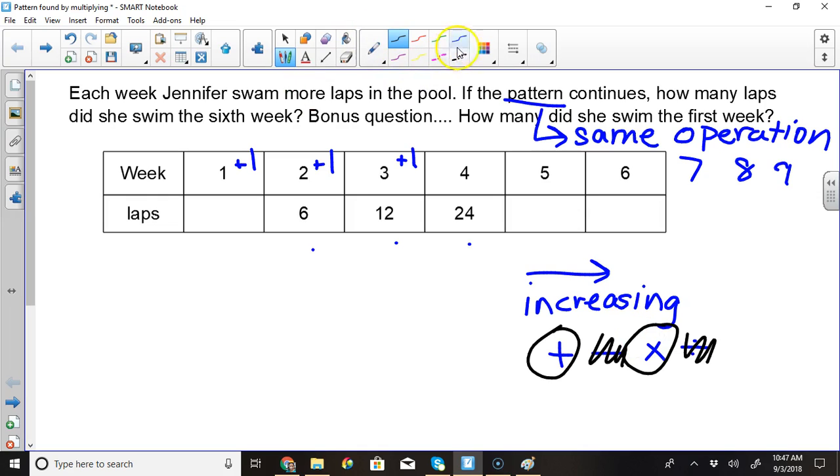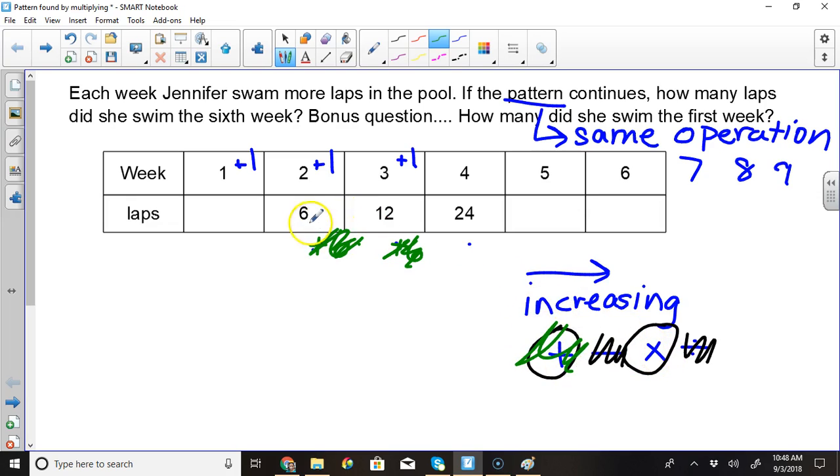So let's try adding numbers over and over again to see if we get the same pattern. What can we add to 6 to get 12? 6. 6 plus 6 is 12. Now if this pattern's the same, we should be able to add 6 again to get 24. 12 plus 6 is definitely not 24. So the pattern is not adding.